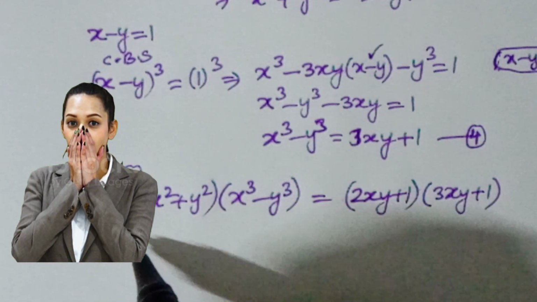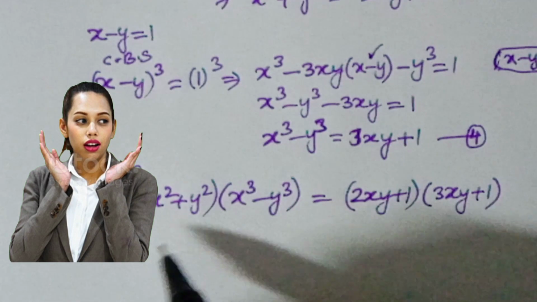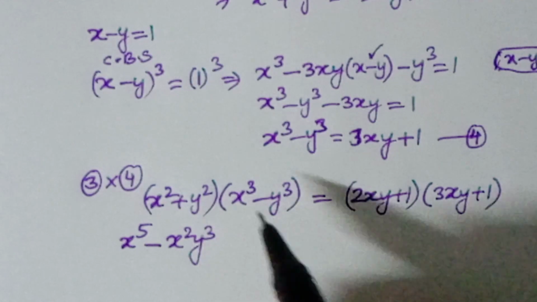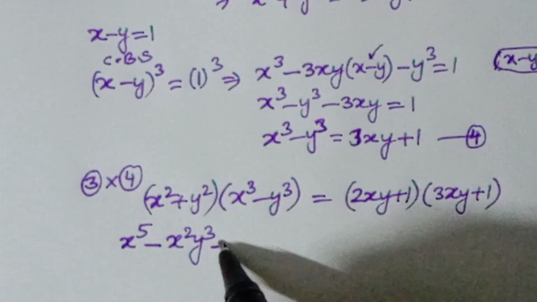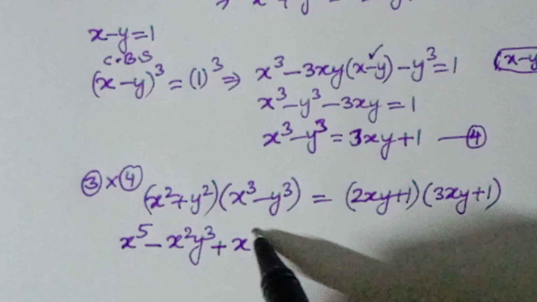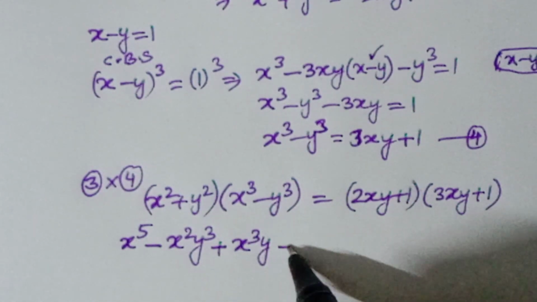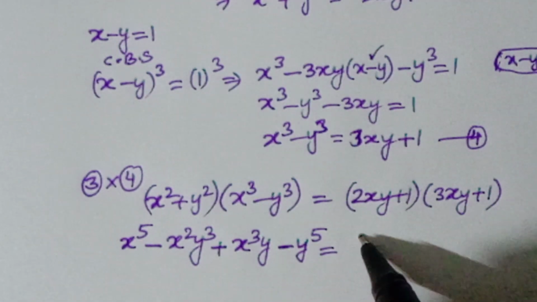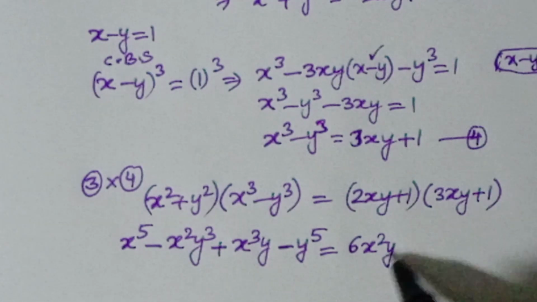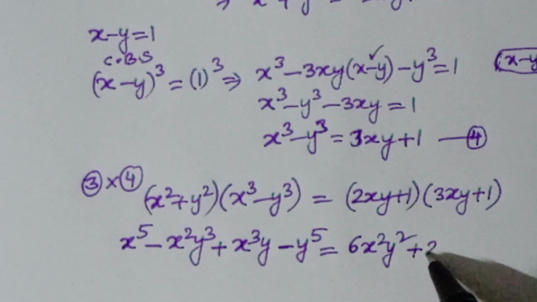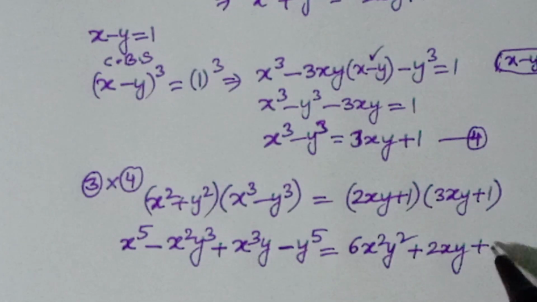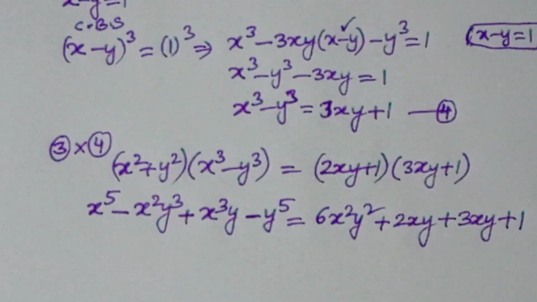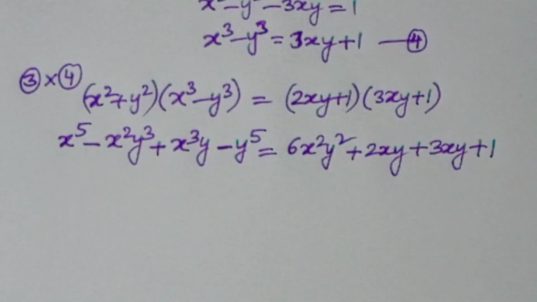So here what will we get if you multiply? X to the power of 5 minus x square y cube plus x cube y minus y to the power of 5 is equal to 6x square y square plus 2xy plus 3xy plus 1 now. If you multiply, you will get the values like this.